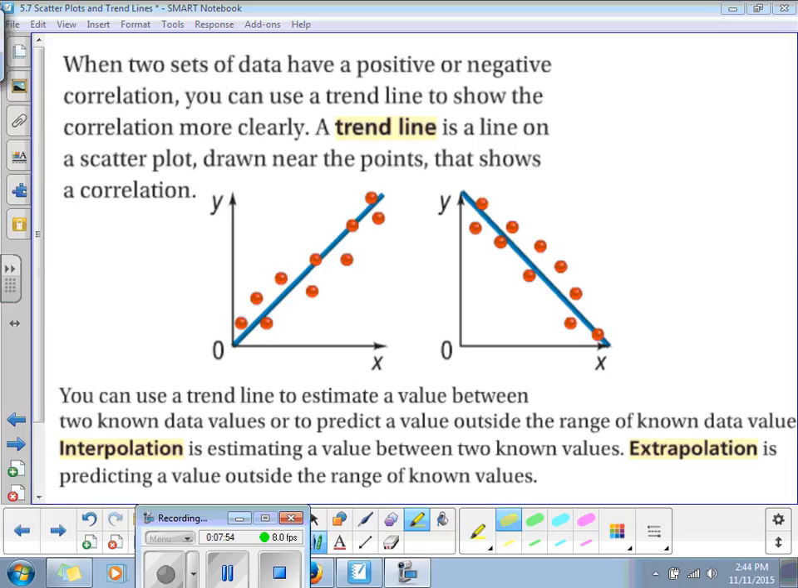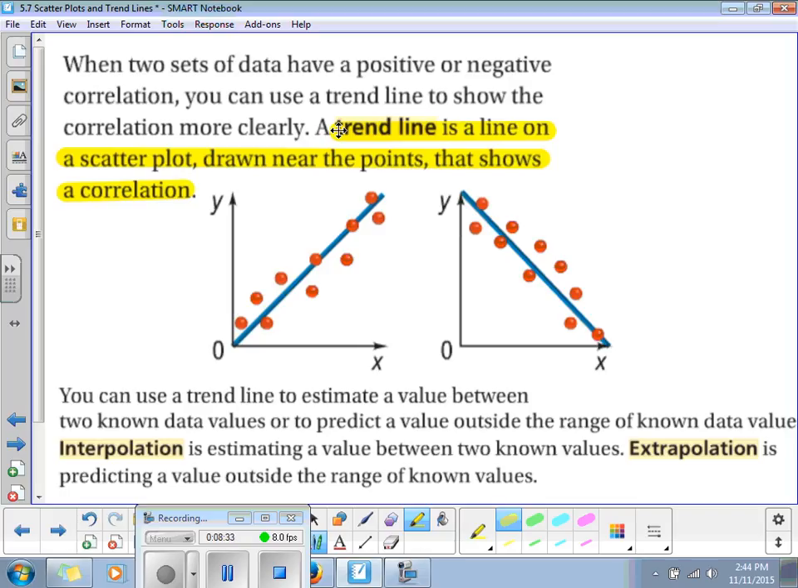All right, so a trend line is a line on a scatter plot drawn near the points that shows a correlation. When you draw your trend line, notice that the line does not connect the dots. The first graph shows an increasing trend line, and the second graph shows a decreasing trend line.